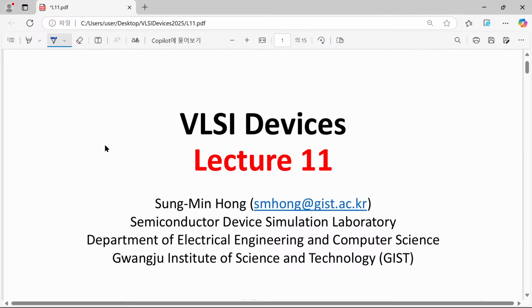So now let's think about our previous lecture, lecture 10. In lecture 10, we have introduced a very important approximation called GCA, gradual channel approximation. What was the meaning of gradual channel approximation? In order to consider the electrostatics inside our MOSFET, in general, we have to consider this entire three-dimensional structure.